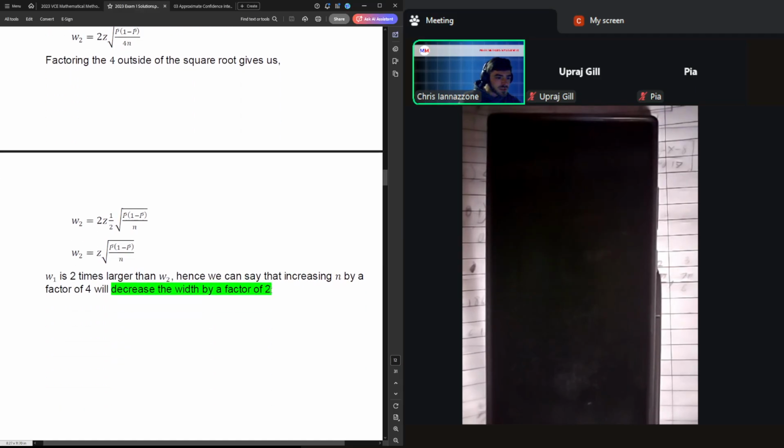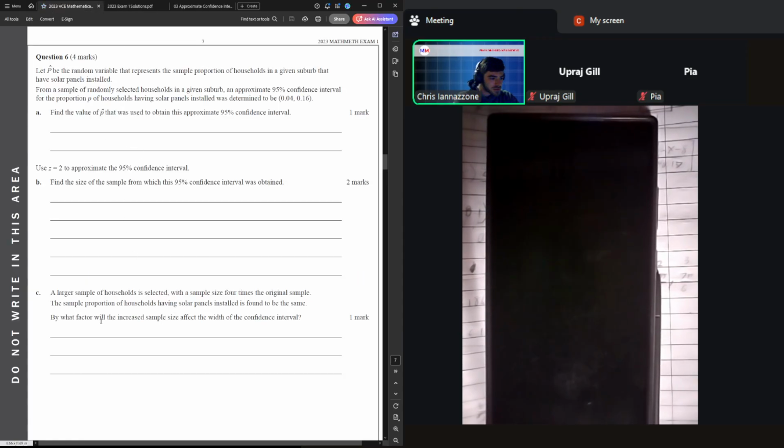Now, if you just give factor 2 or factor a half, you're really pushing your luck on it. You'd want to say whether that's a decrease or an increase, because the question isn't overly specific. It just says, by what factor will the increased sample size affect the width? So it says affect. It doesn't say by what factor will it increase, by what factor will it decrease. It does say increase here, but it's referring to the sample size being increased, not the width being increased.